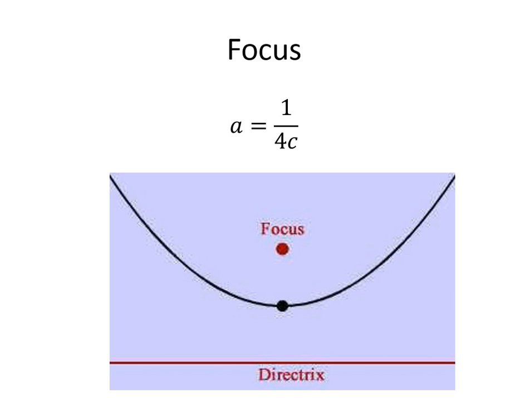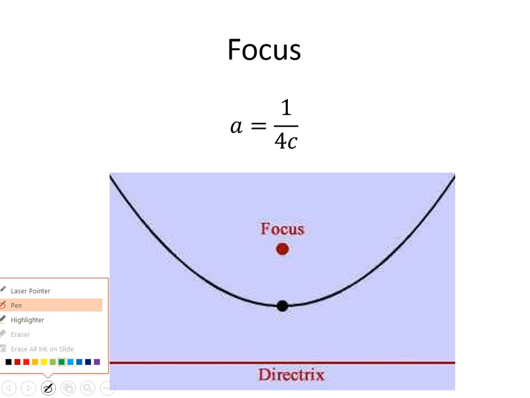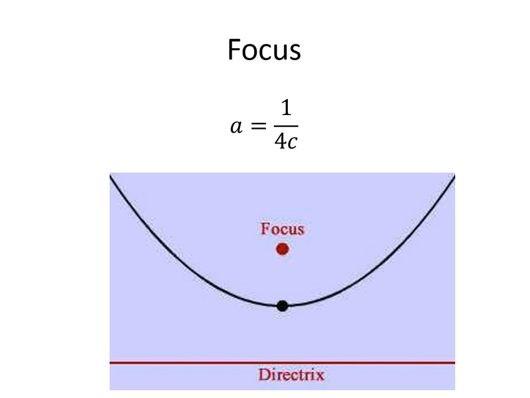Okay, so to find the focus, what you're going to do is go 1 over 4c, where c is in the denominator, is equal to a. Now remember in our functions for parabolas, so if we just have a basic parabola, y equals ax squared, this a value is right there. Okay, and the c value is the distance from the vertex to the focus. That is your c value, no matter what it is.